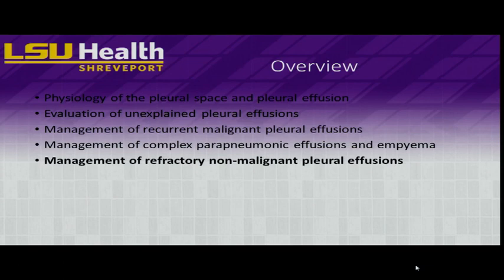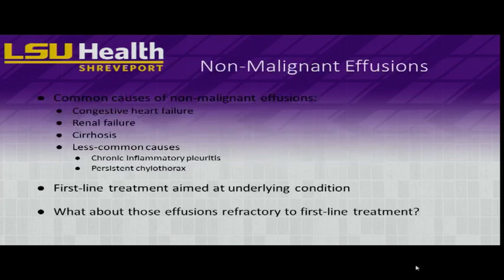Okay, so finally, I do want to talk a little bit about refractory non-malignant effusions. So multiple common causes of these. We've all seen our patients with congestive heart failure, renal failure, cirrhosis. Some of your less common causes, chronic inflammatory pleuritis, persistent chylothorax. All of these, generally your first line treatment is aimed at the underlying condition.